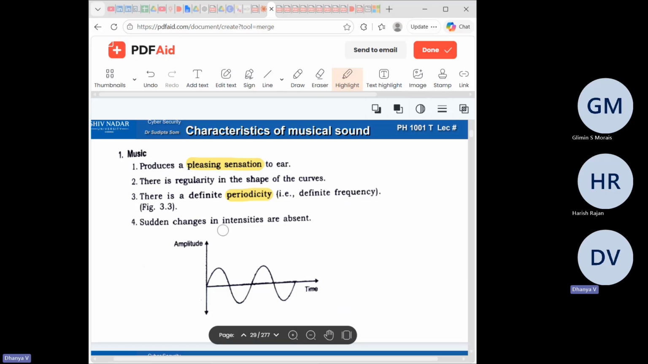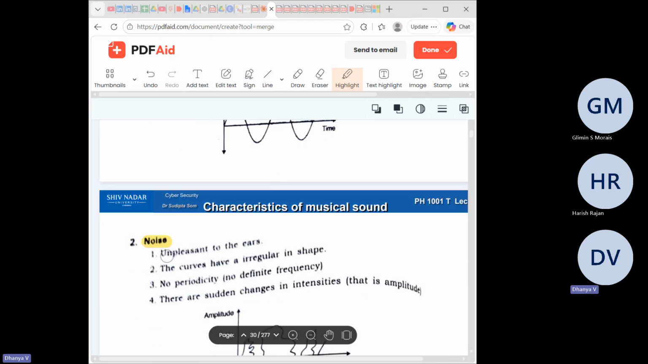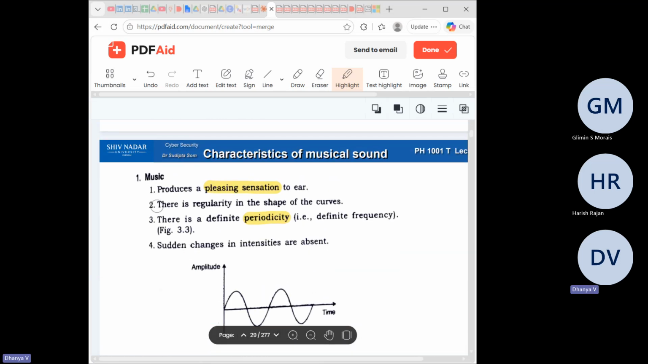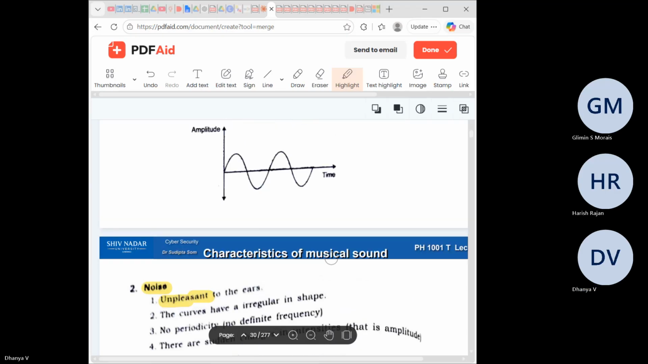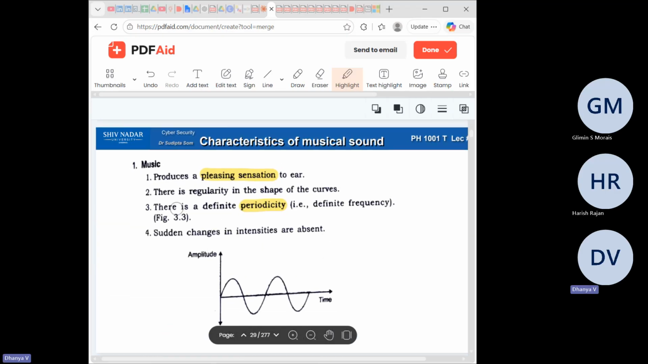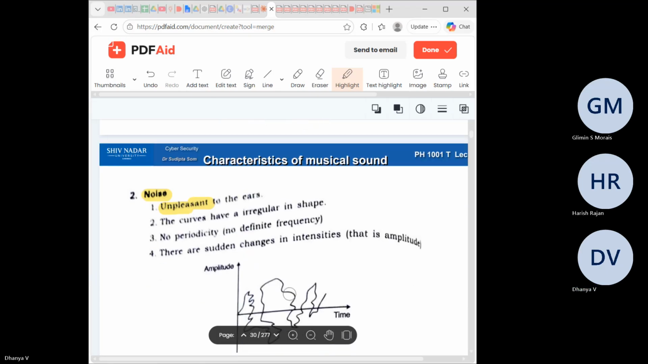So the difference between music and noise is something very important. Music is pleasant to our ears. Noise is unpleasant to our ears. You just read it as a comparative study. I think it's all general knowledge. There is regularity in the shape of the curve for music, and here there is irregularity. And then there is a definite periodicity. If you see in the graph over here, it continues at a regular period. But if you see here, there is no periodicity. It's just a random noise. Okay.